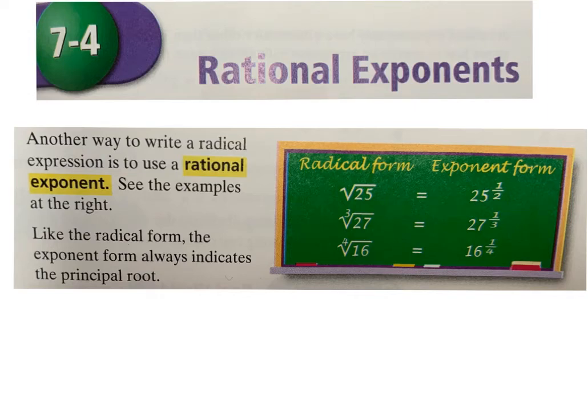Rational means numbers that can be written as a fraction. Another way to write a radical expression, so we've been dealing with radicals, is to write it in exponential form using rational numbers. The first example we're going to do is we are just going to deal with numbers to a fraction. And then we're going to talk about converting back and forth.